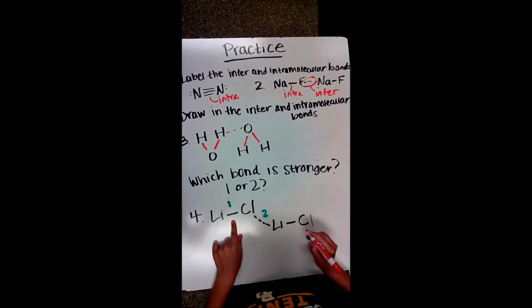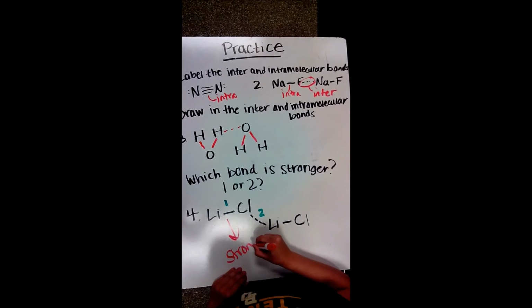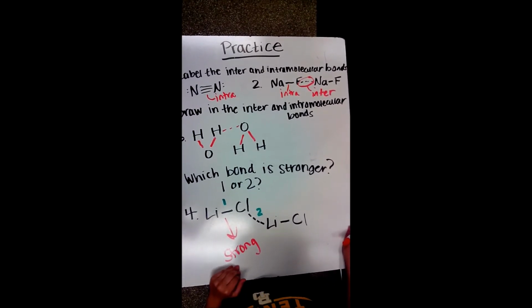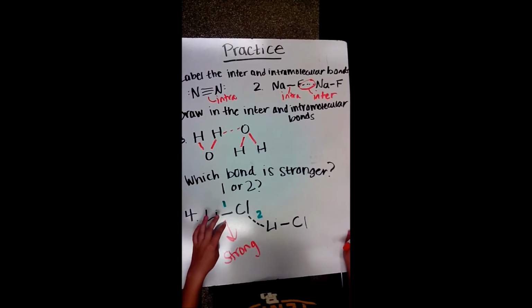Okay, now let's decide which bond is stronger, 1 or 2. In almost every case, the intramolecular bonds are going to be the strongest because intermolecular are only attractions between compounds, where this is a solid bond.